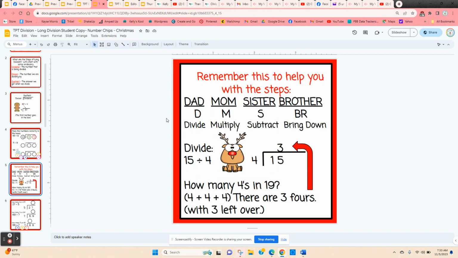Then it gives them the acronym Dad, Mom, Sister, Brother for divide, multiply, subtract, and bring down so they can remember those steps. So that first step is just to divide. How many times will 4 go into 15? 3 times with some left over.